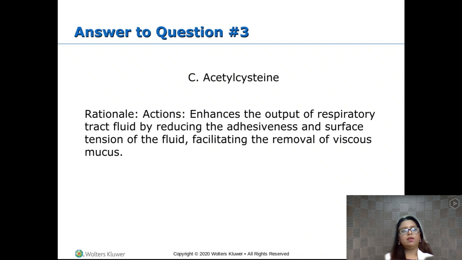So with that, this was just an overview of the upper respiratory tract medications. This is video 1. We are in video 2. I'm going to discuss medications for the lower respiratory tract.